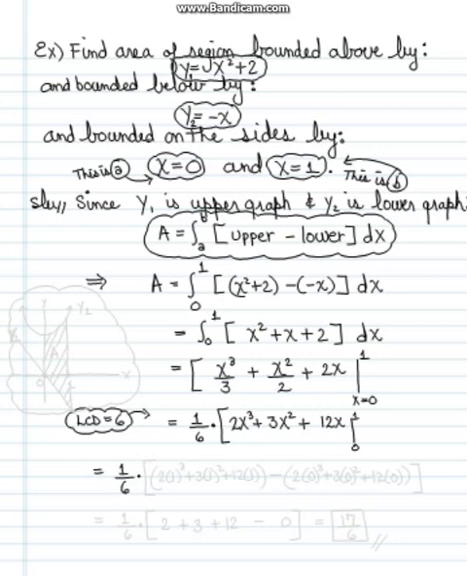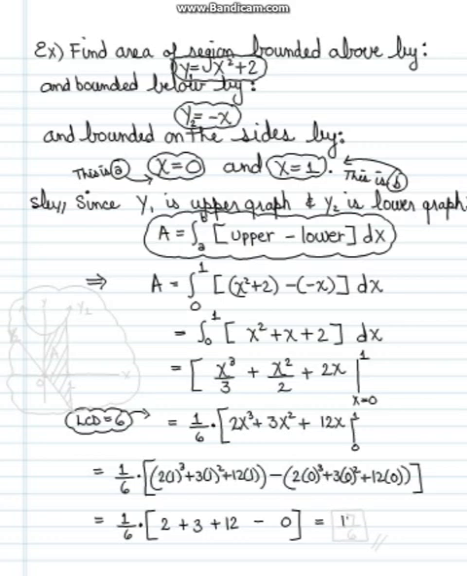So that's 1/6 times the evaluation of the antiderivative at x equals 1, minus the evaluation at the lower limit, x equals 0. Simplify, we get 1/6 times 2 plus 3 plus 12 minus 0, which is 17 times 1/6, or 17/6. That's the area between those two curves.